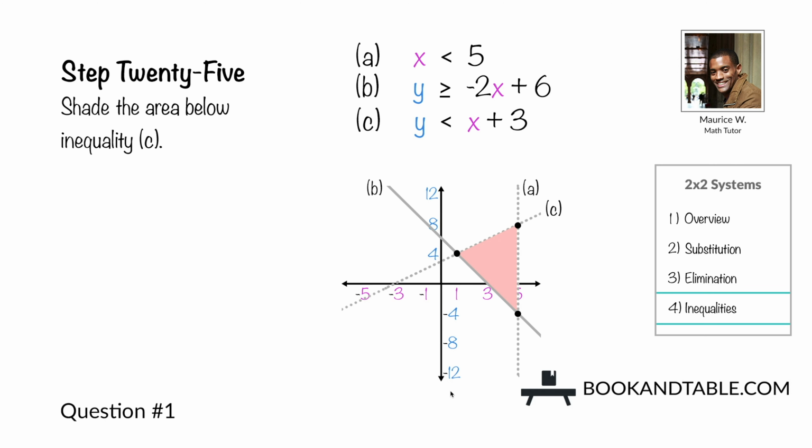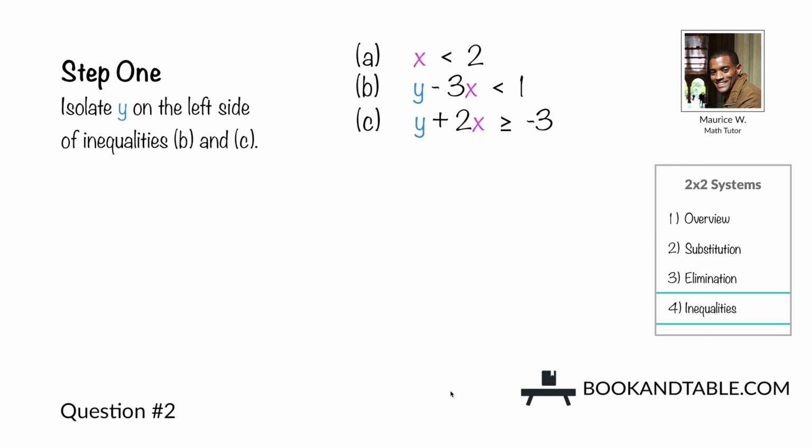Let's now wrap things up by taking a look at question number 2. Inequality A is x is less than 2. Inequality B, we have y minus 3x is less than 1. And inequality C, y plus 2x is greater than or equal to negative 3.